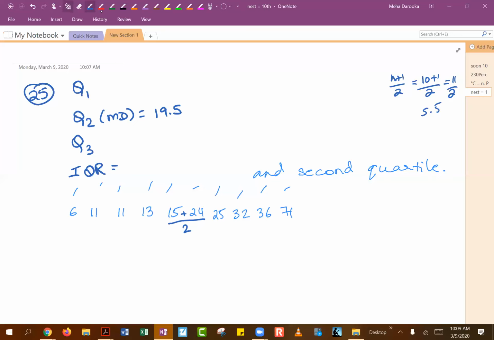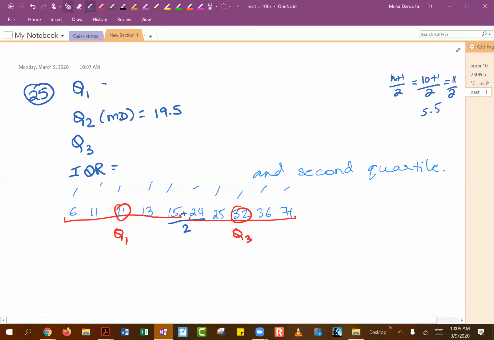Very good. So now, because we know between 15 and 24 is the midpoint, you just take the first 5 values, going from 6 to 15, and the centermost is going to be 11. So this is quartile 1, right? The last 5 values go from 24 to 71, and again, the centermost value in that is 32, which is going to be quartile 3.